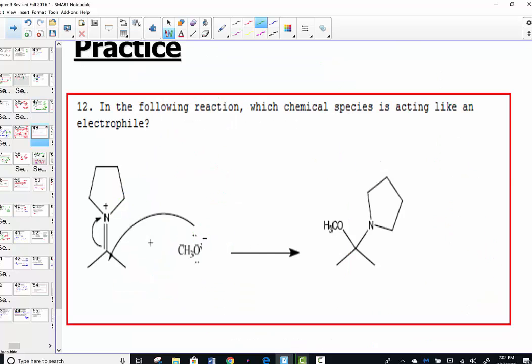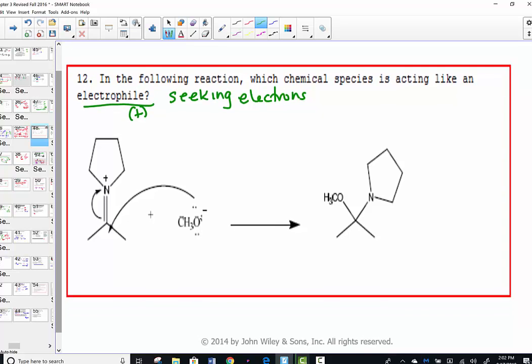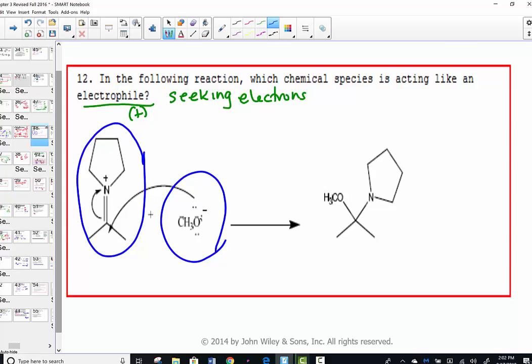In this reaction, a clip art from a test question, which chemical species is acting as an electrophile? Which chemical species is seeking electrons? And to seek electrons, it's originally starting as a positive species. I didn't include the A, B, C, D, E choices, but they're just pictures. So you really have two choices in this particular answer. Which species? So this is a species, and this is a species. Alrighty, so there's two choices. Which one is seeking electrons?